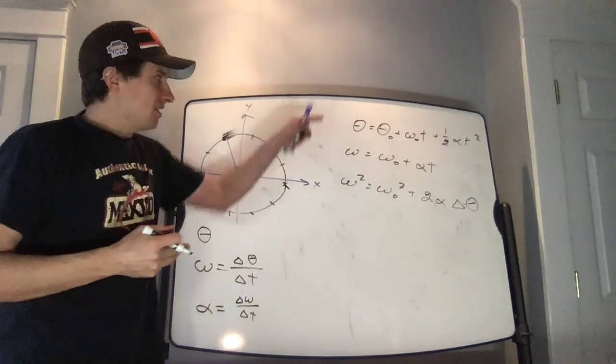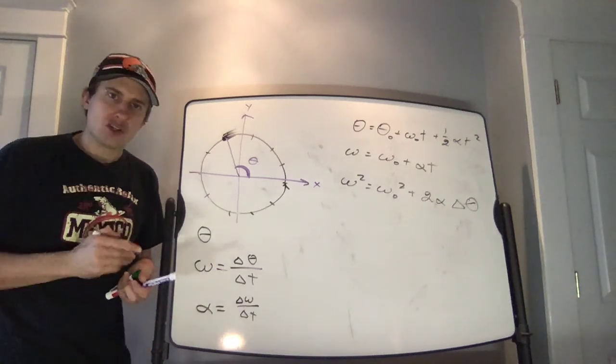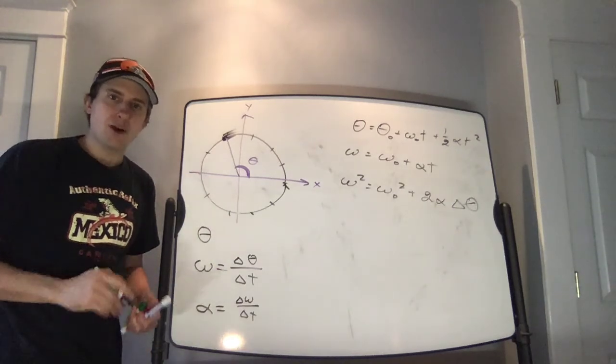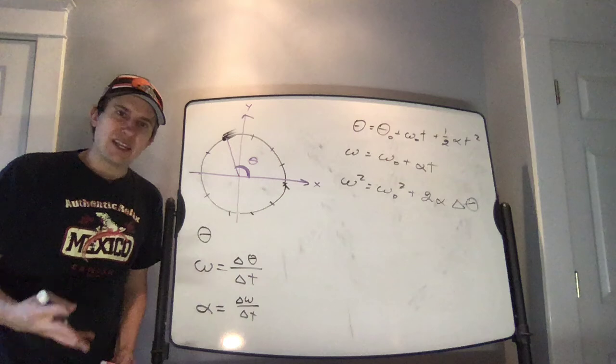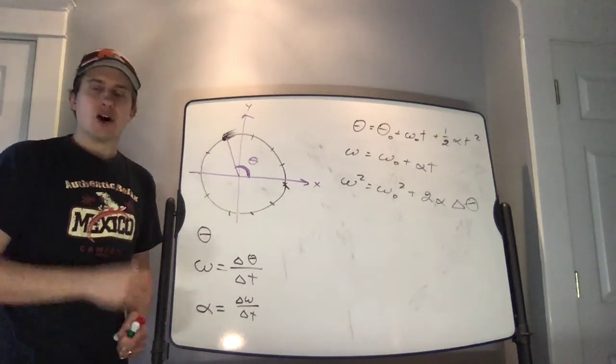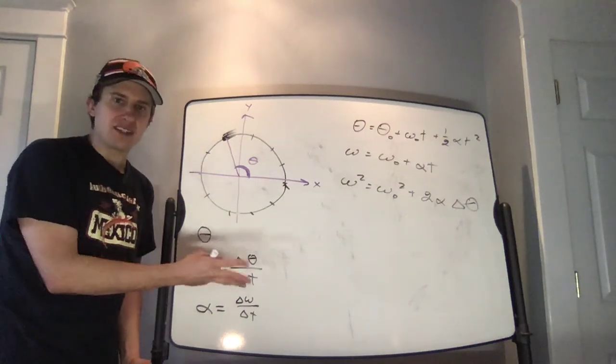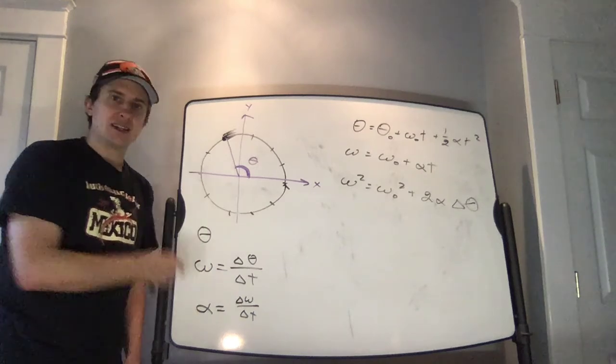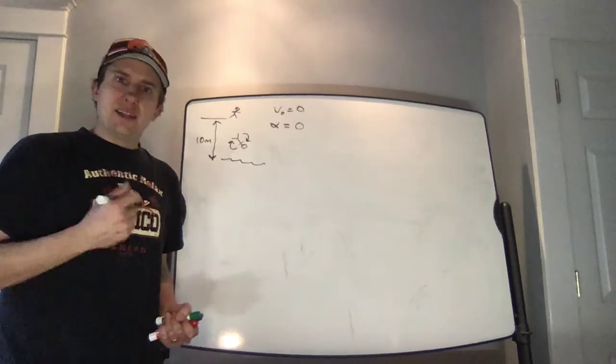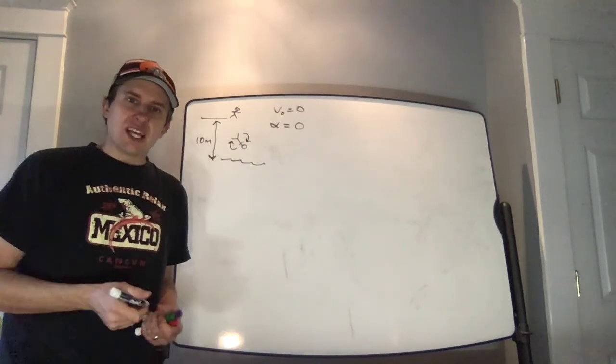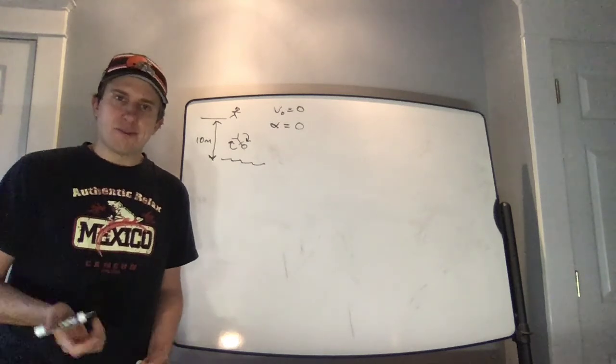If you compare these three equations to the three equations we worked with when we considered 1D motion, theta is basically taking the place of x, omega is taking the place of v, and alpha is taking the place of a.